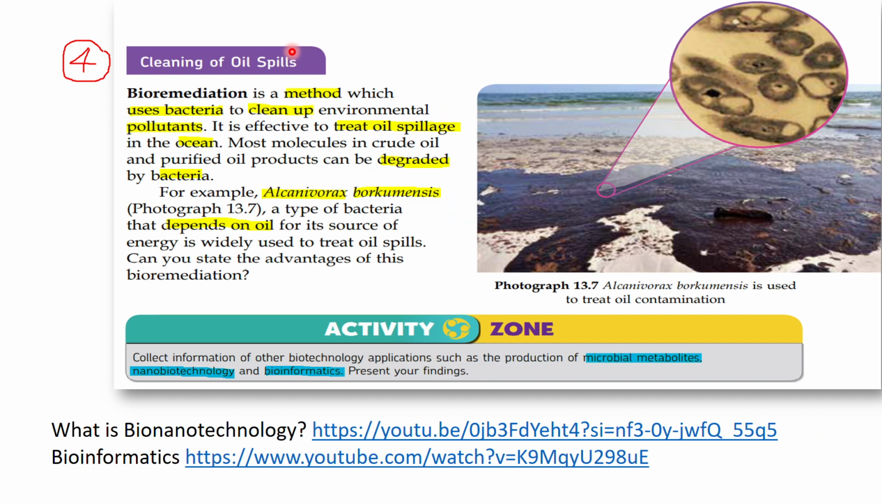The next application of biotechnology includes cleaning of oil spills. This method is called bioremediation, which uses bacteria to clean up environmental pollutants. It is effective to treat oil spillage in the ocean, where most molecules in the crude oil and purified oil products can be degraded by bacteria. An example is Carnivorex bocumensis, a type of bacteria that depends on oil for its source of energy, and it is widely used to treat oil spills.